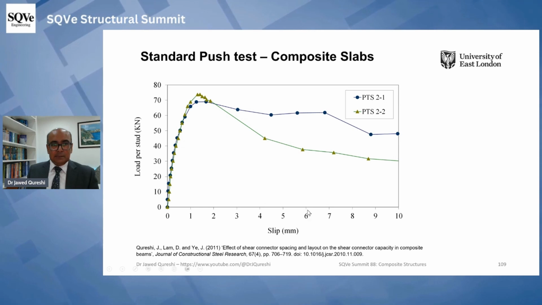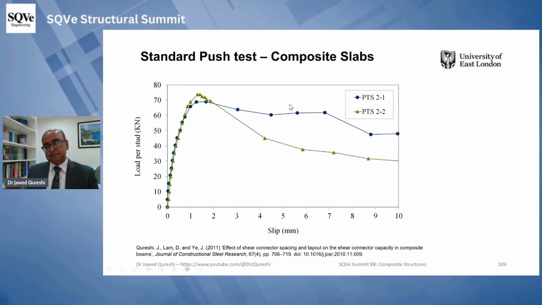Surprisingly, here you can see that at 6 millimeter slip the load is dropping. In Eurocode it's a requirement that the studs should at least have 6 millimeter slip. But in whatever testing is done across the world, America, Australia, everywhere, this 6 millimeter is not obtained.